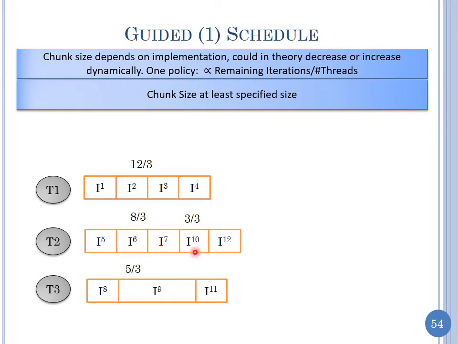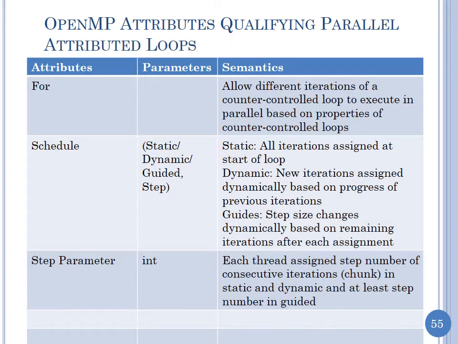When T3 finished its work after I9, it was not idle, and it went and got I11. So that's the guided policy. In guided, the step size changes dynamically based on remaining iterations after each assignment.